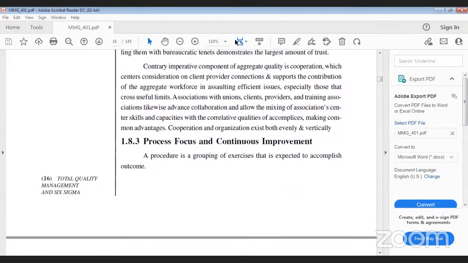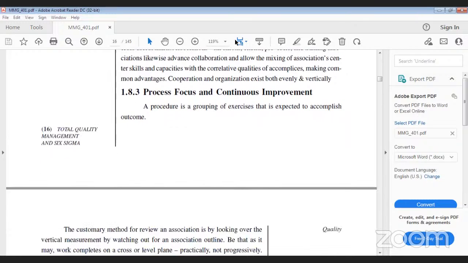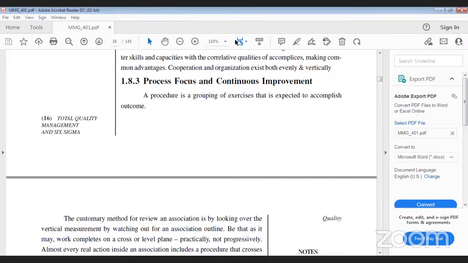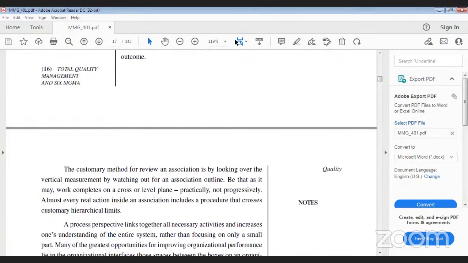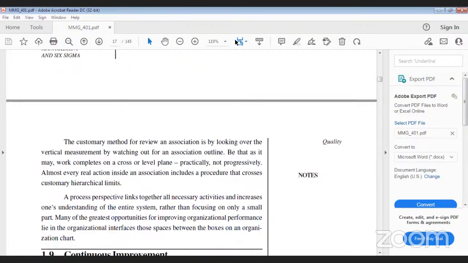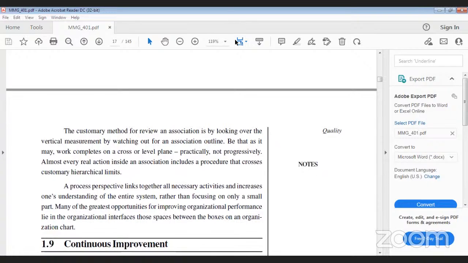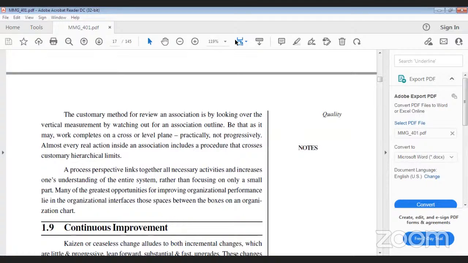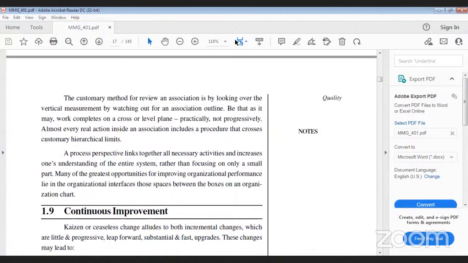Then you will find that there is also the next point about the customers' method for reviewing associations also. Here you will find that the customers' method for reviewing associations is by looking over the vertical measurement, by watching out for an association outline there. Be that as it may, work is completed on the cross or level plane practically, not progressively. Here you will find that a process perspective brings together the necessary activities and increases one's understanding also there. Then many of the greatest opportunities for improving organizational performance lie in the organizational interface, those spaces between the boxes on the organizational chart also there.